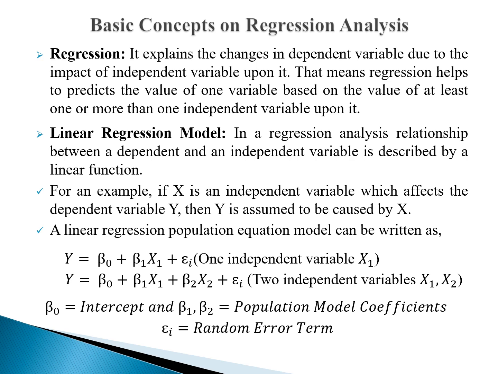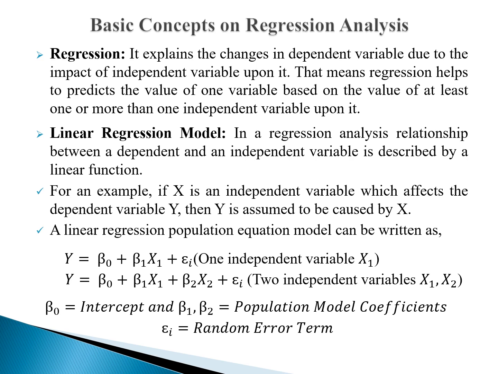It explains the changes in the dependent variable due to the impact of the independent variable upon it. That means regression helps to predict the value of one variable based on the value of at least one or more independent variables, and depending on the impact or effect of the independent variable, the dependent variable basically reacts. Now in a linear regression model, the relationship between a dependent and an independent variable is described by a linear function.